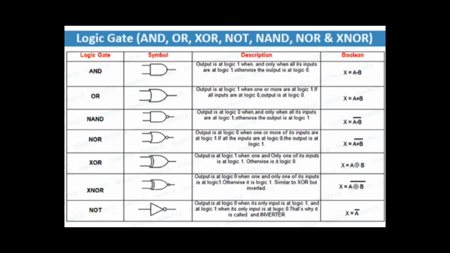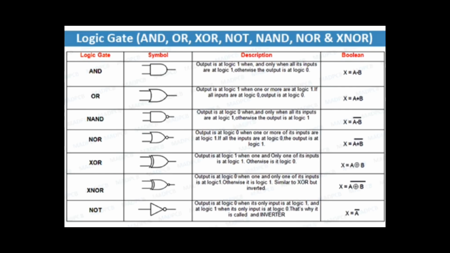Logic gate symbol description. AND: X equals A AND B. Output is at logic 1 when, and only when, all its inputs are at logic 1, otherwise the output is at logic 0. OR: X equals A plus B. Output is at logic 1 when one or more inputs are at logic 1. If all inputs are at logic 0, output is at logic 0. NAND: Output is at logic 0 when, and only when, all its inputs are at logic 1, otherwise the output is at logic 1. NOR: X equals A NOR B. Output is at logic 0 when one or more of its inputs are at logic 1. If all the inputs are at logic 0, the output is at logic 1.